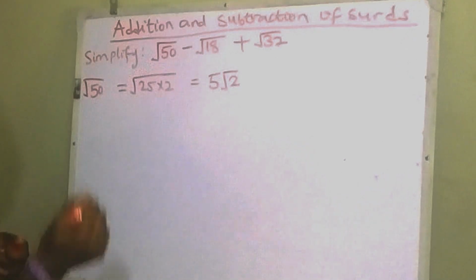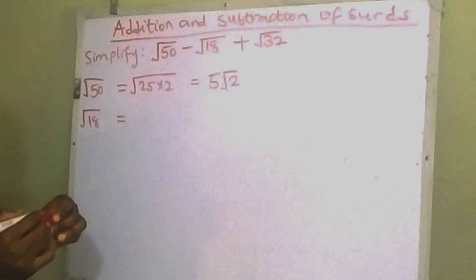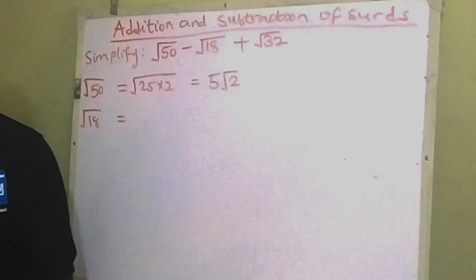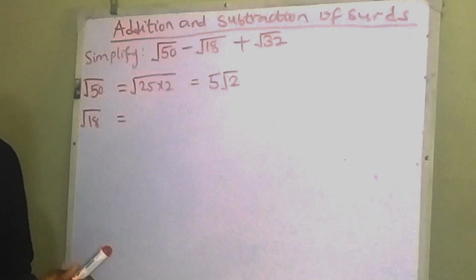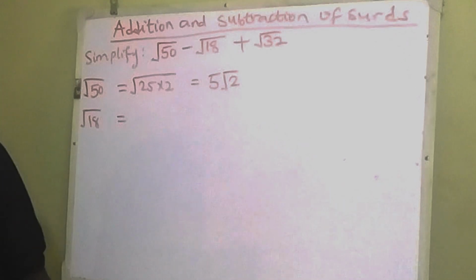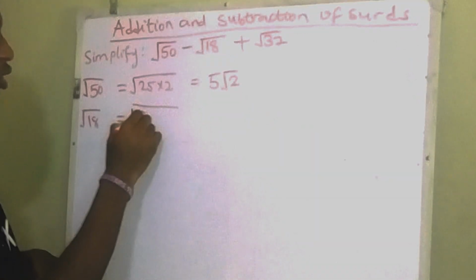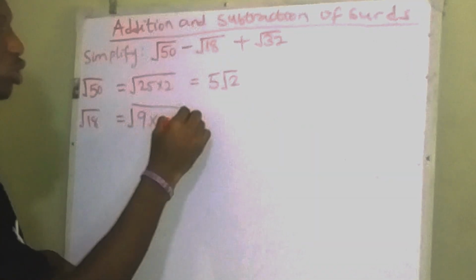The reduced form of square root of 18 is what? 18 can be written as 6 times 3. Neither 6 nor 3 is a perfect square. It can also be written as what? 9 times 2. 9 is a perfect square. So therefore we can write this to be what? Square root of 9 times 2, which is equal to what?